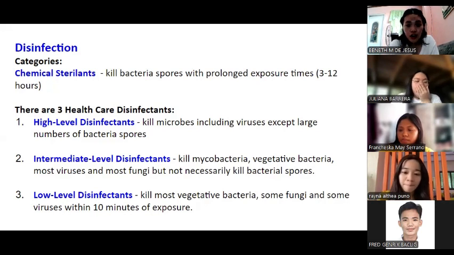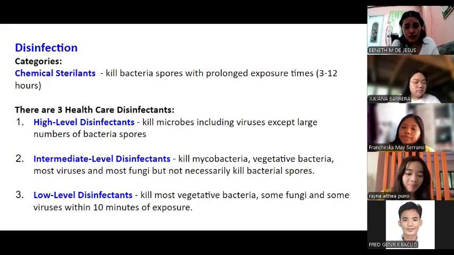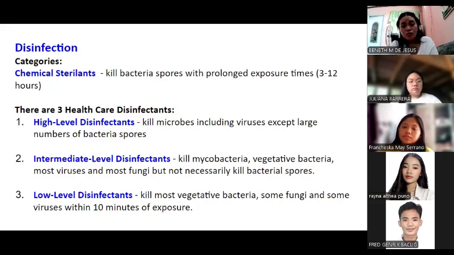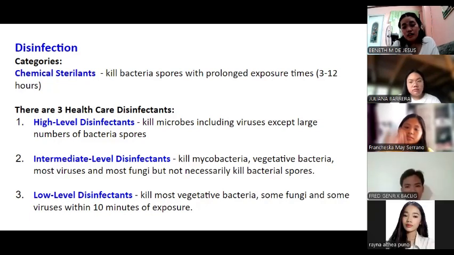So, ang disinfectant products na to ay combination siya ng bleach and hydrogen peroxide or a blend of peracetic acid and hydrogen peroxide. The most active ingredients are peracetic acid, hydrogen peroxide, glutaraldehyde, hypochlorous acid, hypochlorite, orthophthalaldehyde.